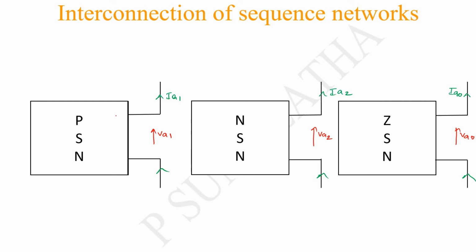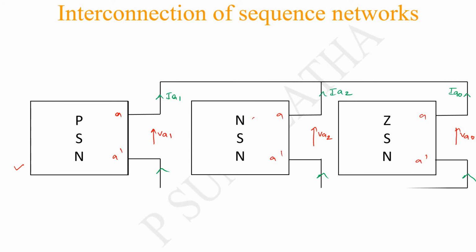Parallel connection means all the starting ends will be connected. Let me say this is A and A dash, A and A dash, here also A dash. Parallel connection means all the A terminals will be connected together and all the A dash terminals will be connected together. This is how you can make the interconnection of the sequence networks for the analysis of the series fault, the one conductor open fault. Now coming to the two conductor open fault, it is the condition where two conductors are in open condition. Now we are considering phase B and phase C as open circuited.